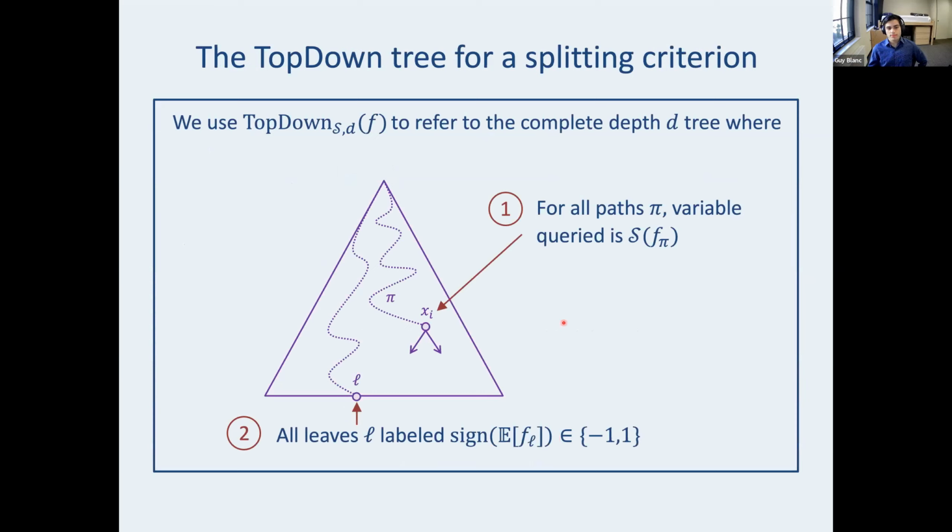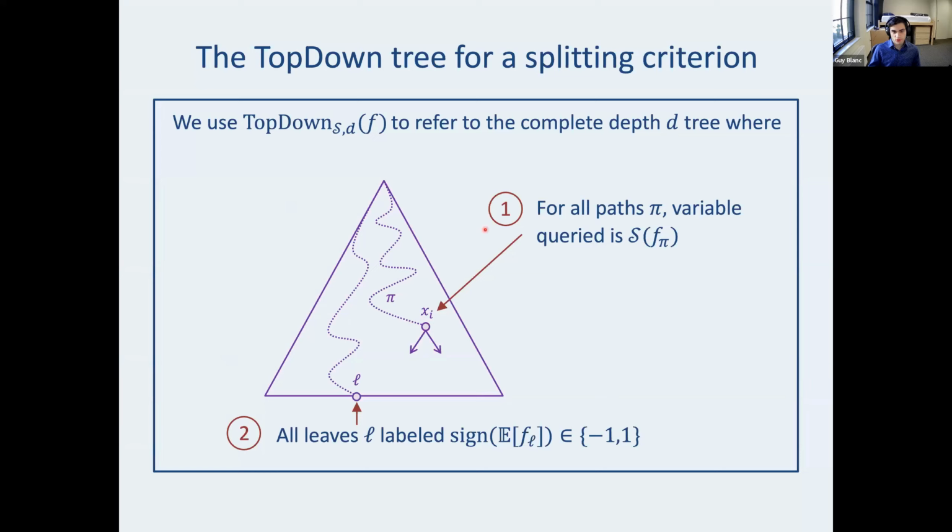Okay, so throughout this talk, it'll be convenient to be able to refer to the top-down tree. This takes the intuition from the previous slide about how we build trees top-down and formalizes it. So for a splitting criterion S, a depth D, and some function f, we have a top-down tree. The constraints we have with this tree are, one, we're just going to assume everything is a complete depth D tree. So you split all the way until you reach depth D. And then for every path, the variable queried at that path is equal to the splitting criterion of f restricted to just inputs that reach the path.